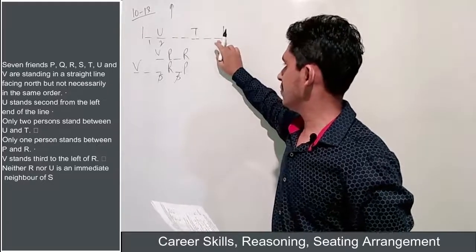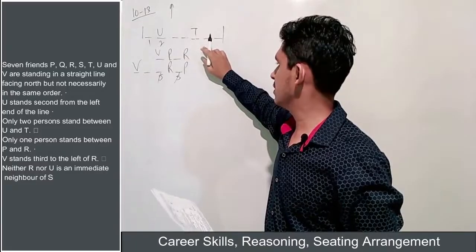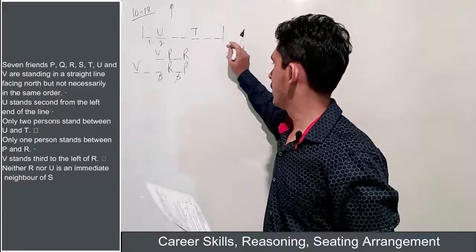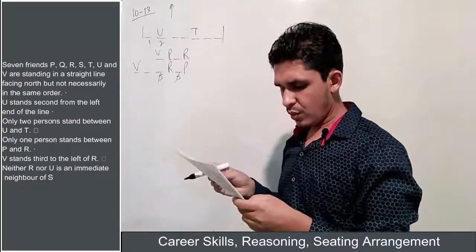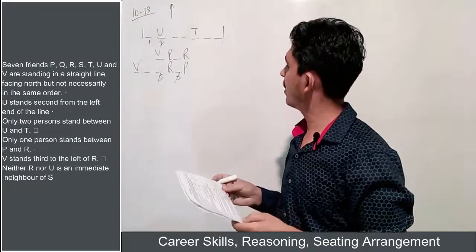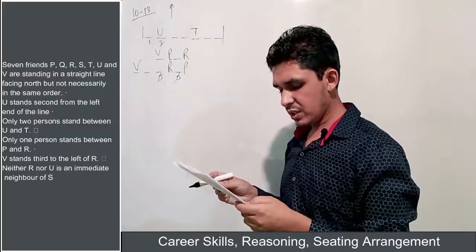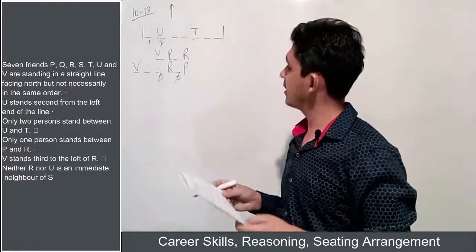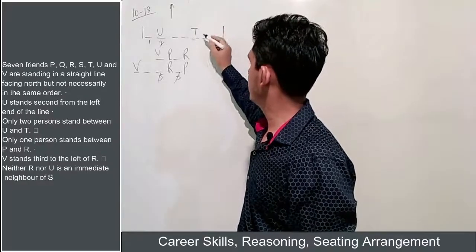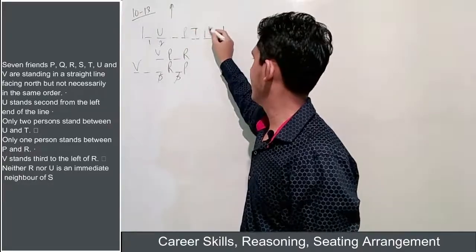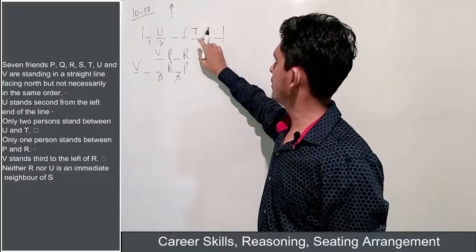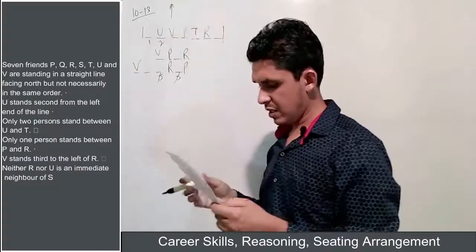Okay, and if we place P R, let us check once again. V stands third to the left of R. And the condition is only one person stands between P and R, so I can place P and R here, and he is saying V stands third to the left of R. So if R is here, first, second, third, V is here.